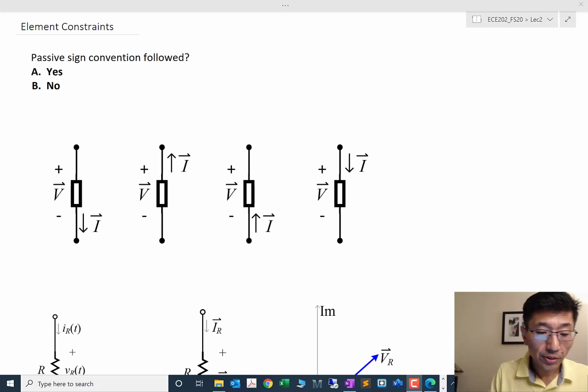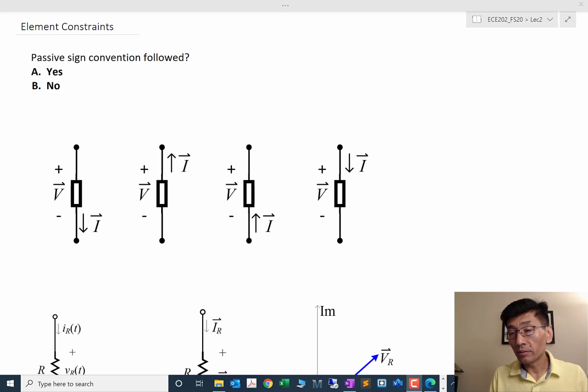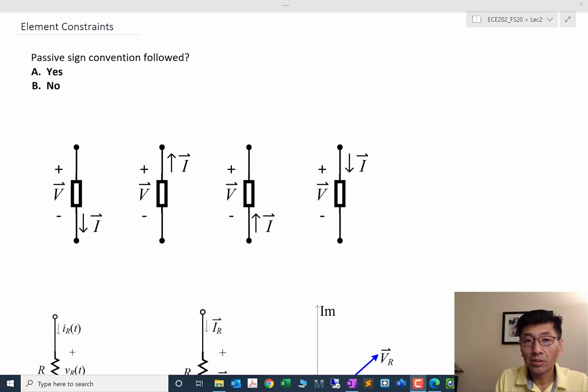Yeah, let's continue to the element constraint. The element constraint basically says how the current through the element and the voltage across the element are related to each other. So today we're going to look at the resistors, capacitors, and inductors. Since the element constraint involves both current and voltage, there's a very important concept: the passive sign convention, which is another point that confuses a lot of students.